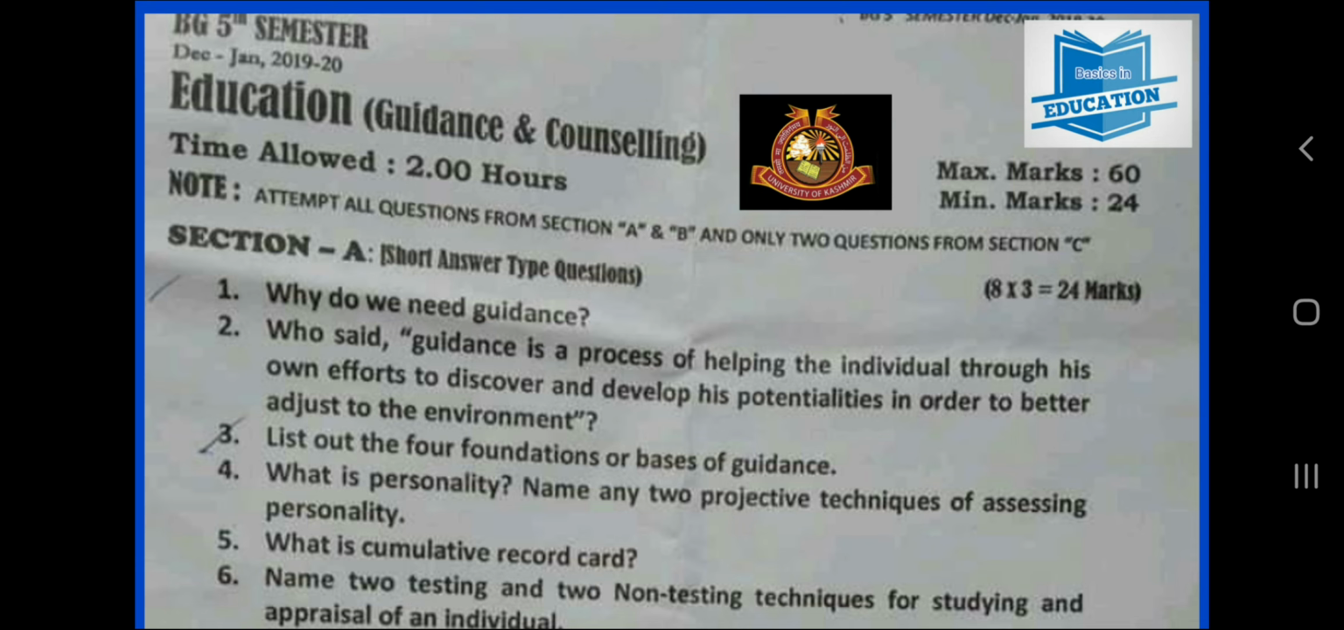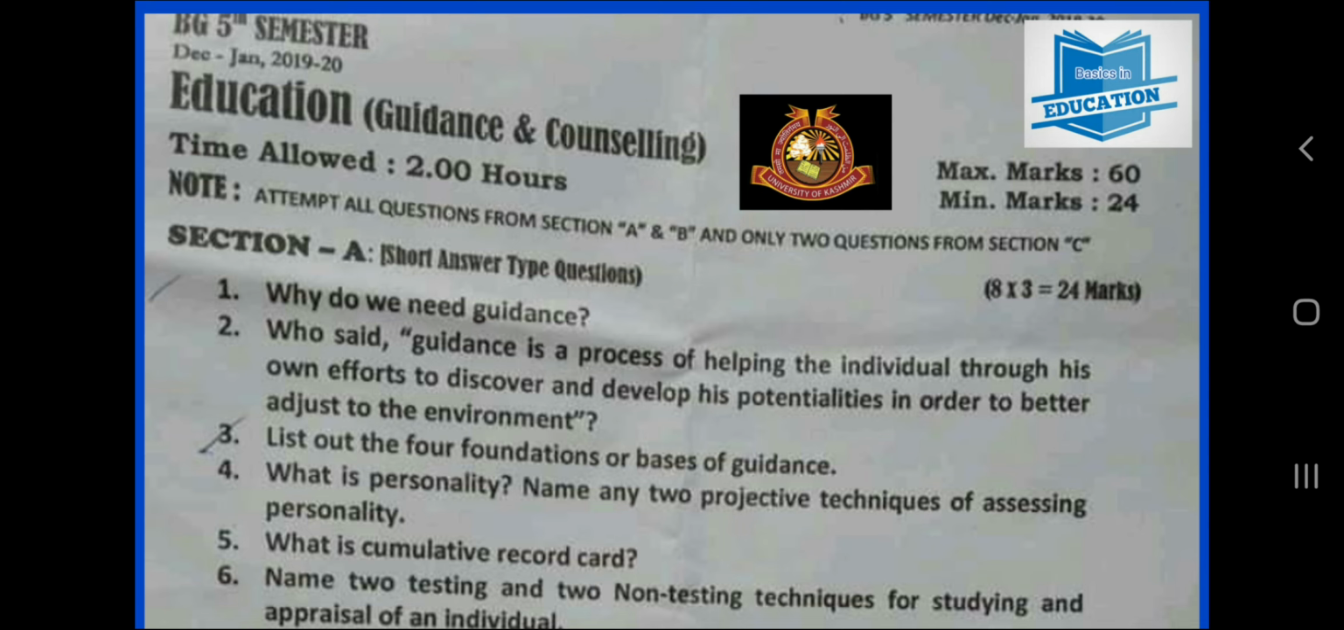In this video, I am going to share with you the previous year paper of BG 5th semester skill enhancement course guidance and counseling. This will give you an idea about what sort of questions you will be asked in your exam and also the paper pattern. So prepare yourselves according to this paper. Now let us get started.